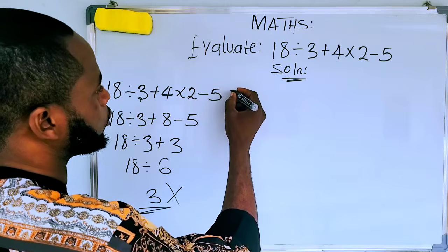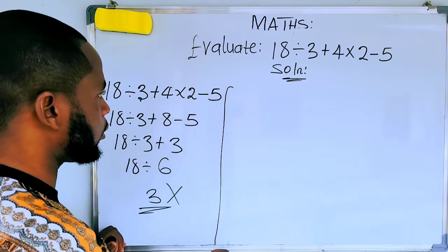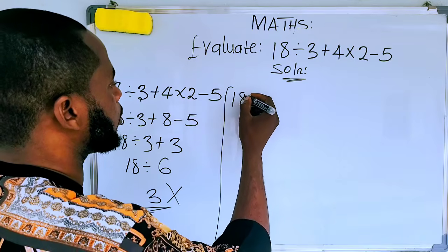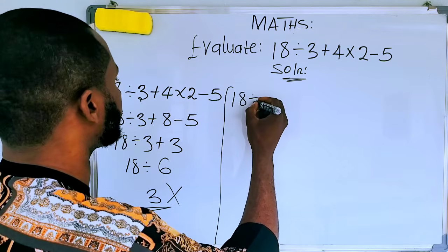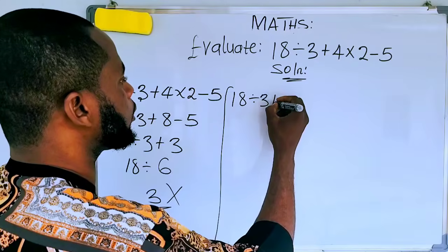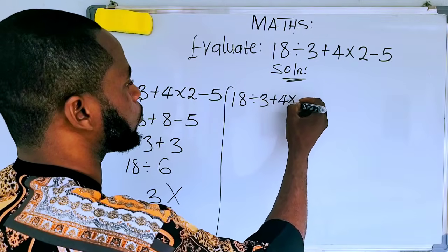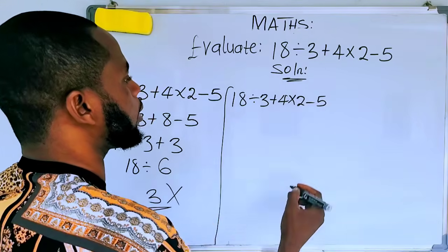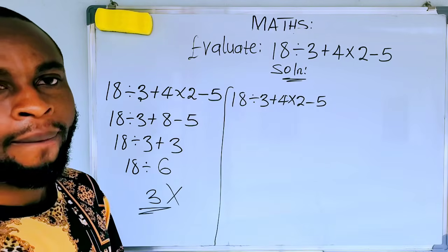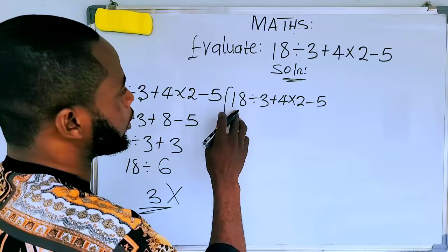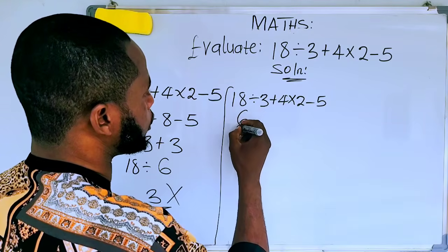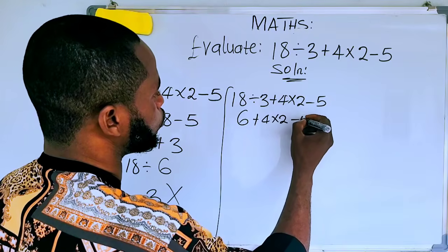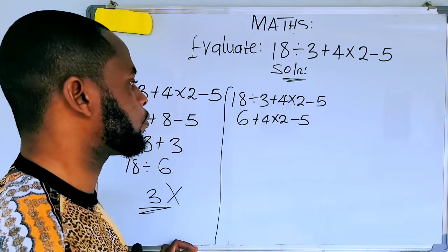Now, still in the same expression, some persons will simplify it like this: 18 divided by 3 plus 4 multiplied by 2 minus 5. Here you have 18 divided by 3, that gives 6, plus 4 times 2 minus 5.